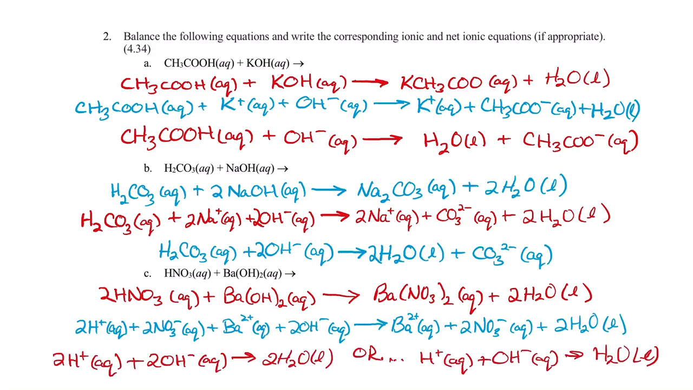We could then separate this into our net ionic equation. We could get rid of barium and nitrate since they're both spectator ions. And we have 2 hydrogen ions plus 2 hydroxide ions yields 2 waters. We could simplify this as just hydrogen ions plus hydroxide ions yield water molecules.